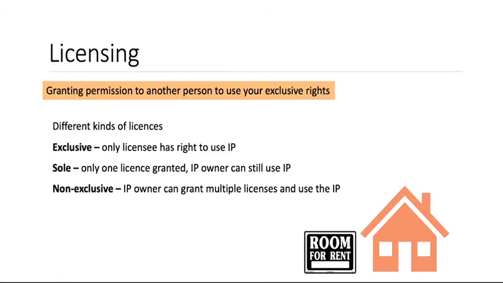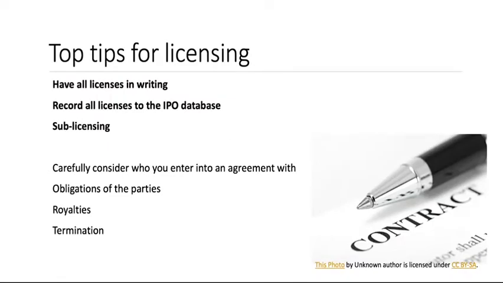Here are some top tips for licensing. It's not a legal requirement for all of these to have the licenses in writing. However, it's good commercial practice to have written contracts, primarily because then this is an objective piece of paper that everybody's agreed to, and it can reduce disputes in the future. It's also easier to just refer back to that at a later date. You also want to record all of the licenses in the Intellectual Property Office database to show to other people, to third parties who might be interested in doing business with you or who are interested in the asset, that there are certain licenses on it already.